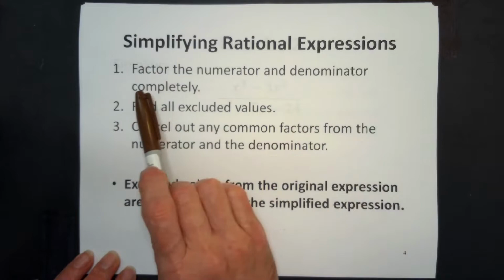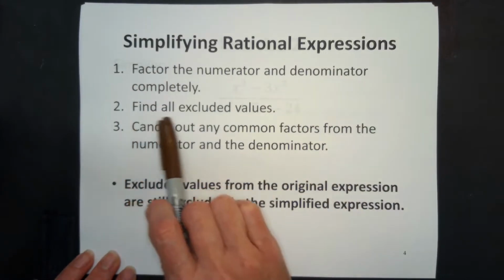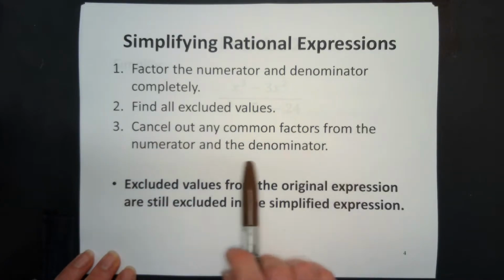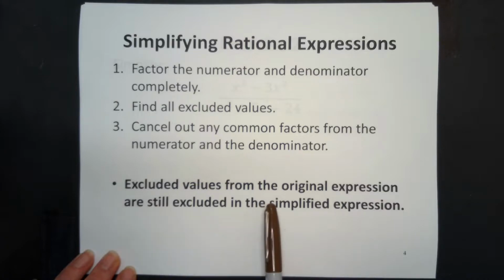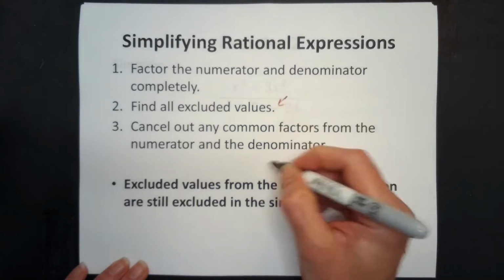Simplifying rational expressions. Number 1, we factor the numerator and denominator completely, find all the excluded values, cancel out any common factors from the numerator and the denominator, exclude the values from the original expression that are still excluded in the simplified expression. So in other words, we want to find the excluded values first before we cancel.